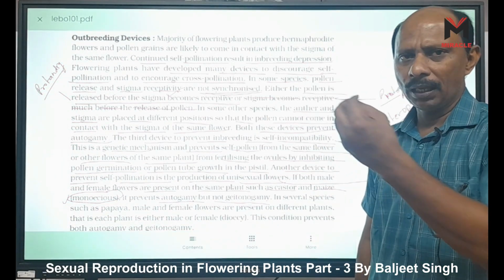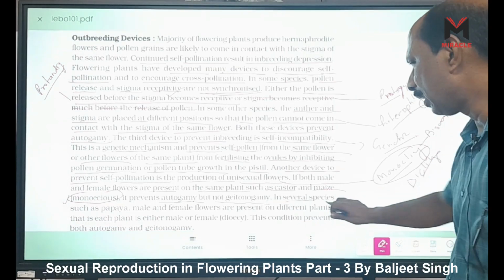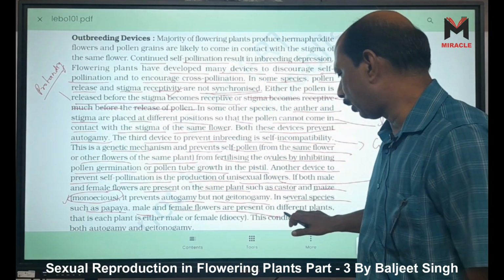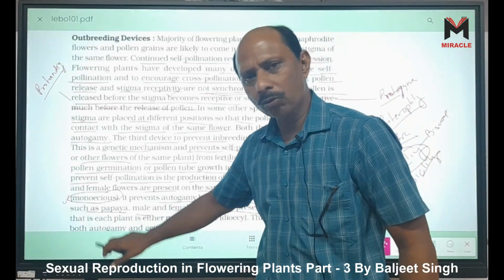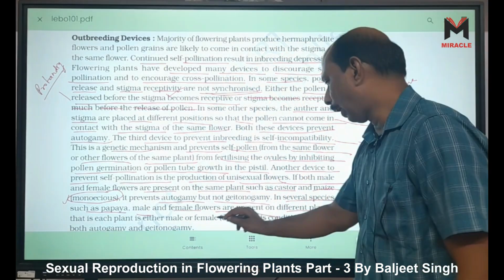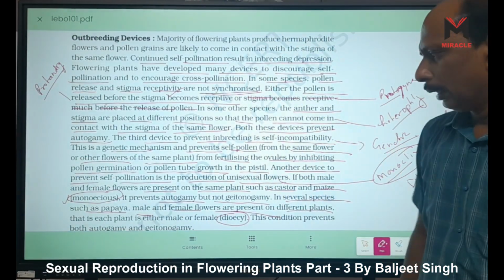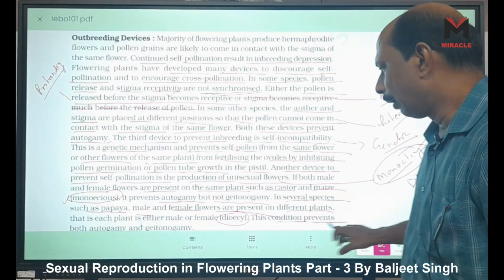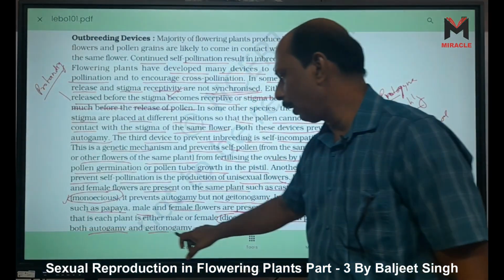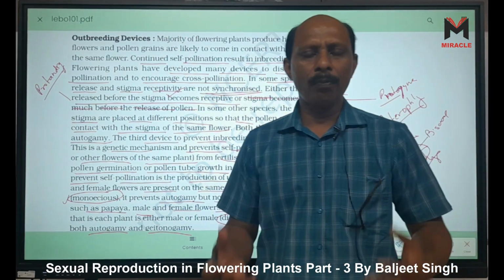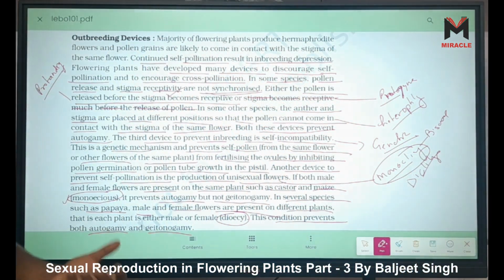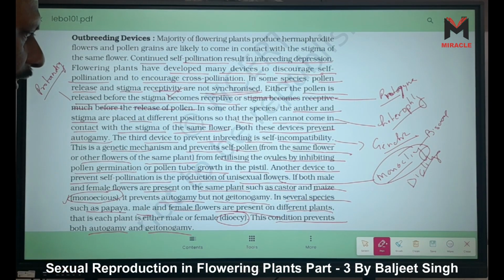That is, the pollen grain comes to the stigma. In several species such as papaya, male and female flowers are present on different plants, and these plants are called dioecious, right? Each plant is either male or female. So this condition prevents both autogamy and geitonogamy because flowers are present on different plants, not on the same plant. So no autogamy, no geitonogamy is there, right?